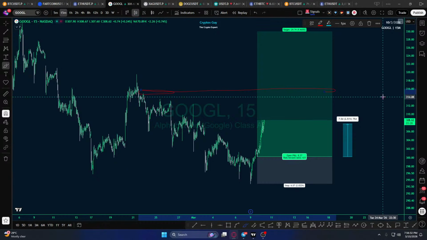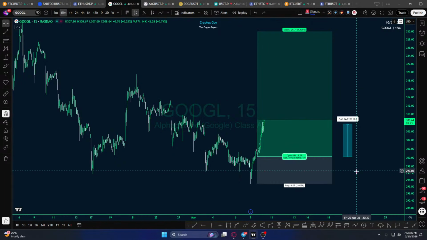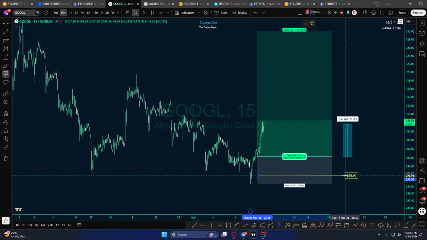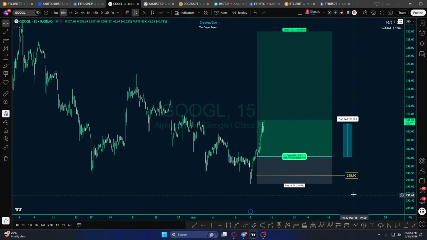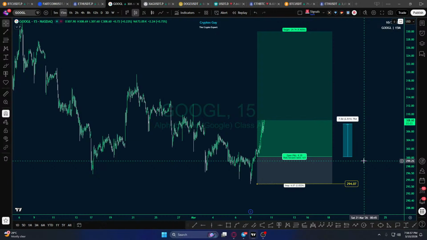You can see it, but still it depends on you. We have moved our SL to 294. So our SL is at 294 hourly closing. Yep, I remember 294 is at this point. So yeah, it's a good trade.